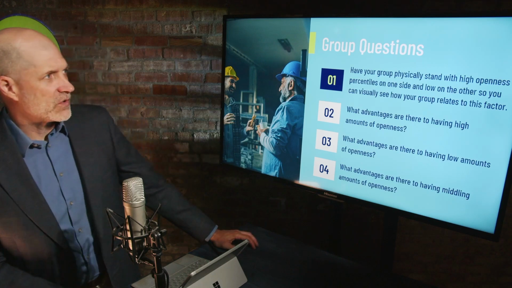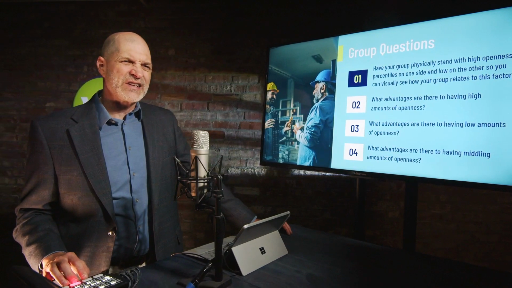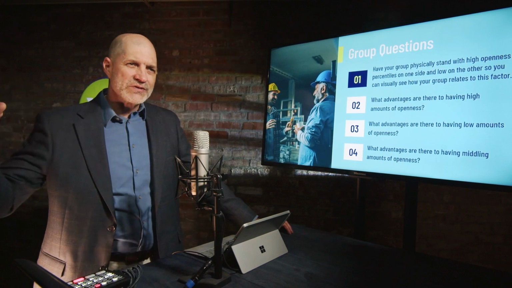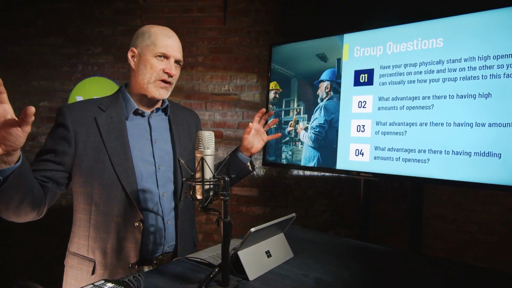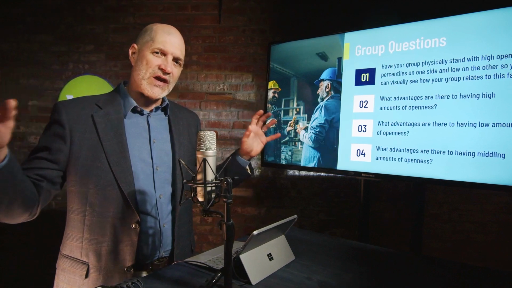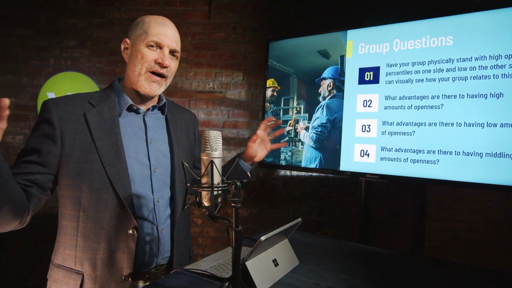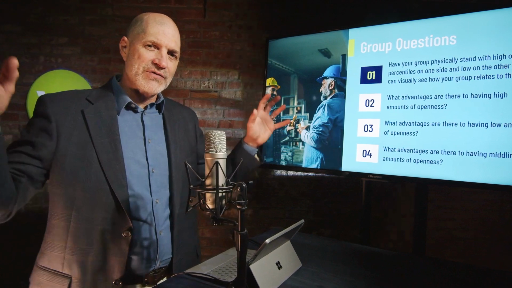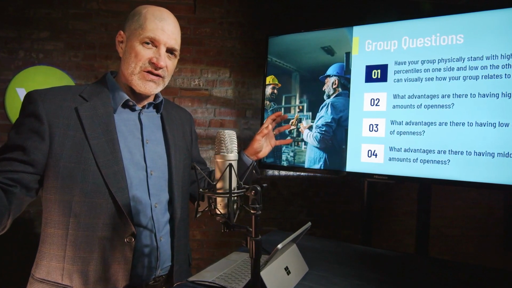So let's go into the questions here. Okay, so have your group stand physically with high openness on one side and low openness on the other side, according to the percentiles. So you can visually see how your group is standing. And we're going to do this for each percentile. I encourage you to do this, to get up out of your chairs and to move around a little bit. And so you can see each other and where you stand.